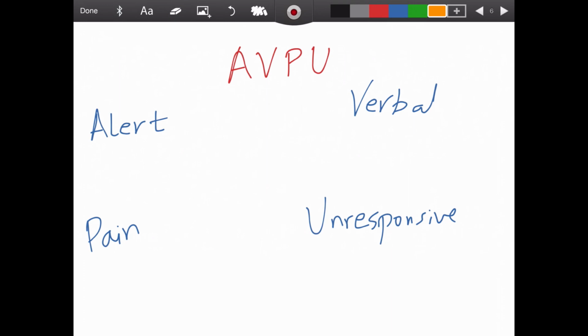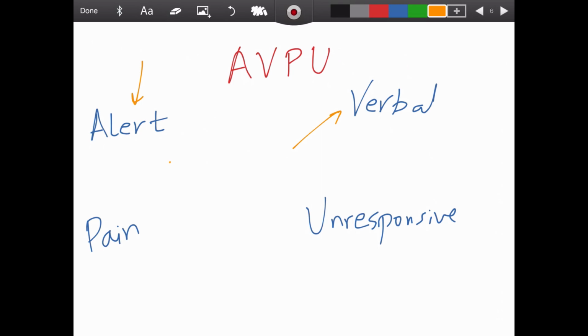A stands for alert. That means you don't have to talk to the patient for them to be responsive to you. The patient will be alert and will be talking on their own, responding on their own. You won't have to give them cues like verbal cues. In that situation, the patient will be alert on the AVPU.